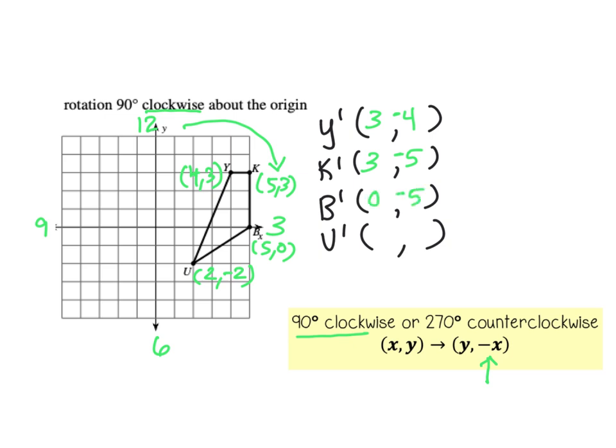And my x becomes the opposite, so it's negative 5. And my u is 2, negative 2, so now this one's kind of trickier. So my y switches places, that's negative 2. My x goes here and reverses.